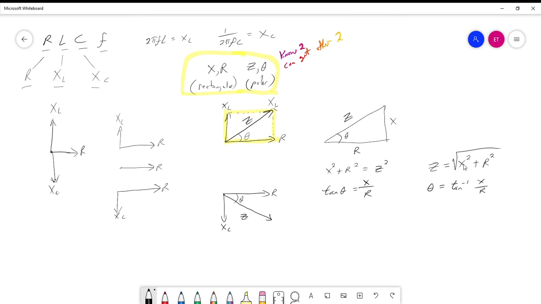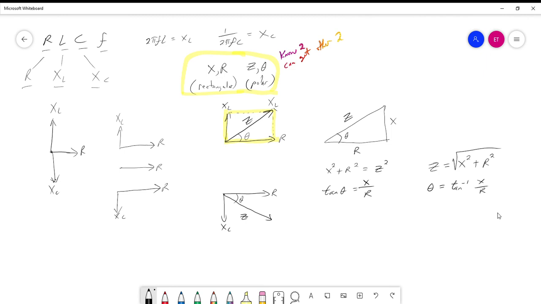Maybe based on solving for the polar values of what's the total impedance, what's the phase angle between voltage and current, based on how much reactance I have and how much resistance I have. Now we can go the other direction too.